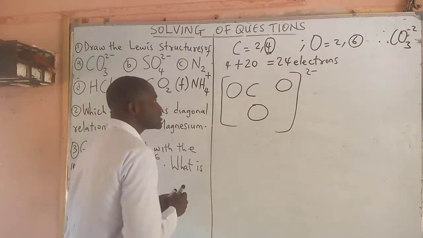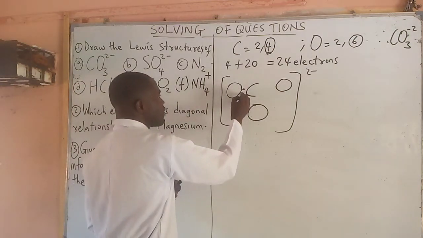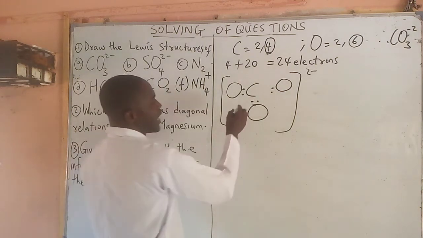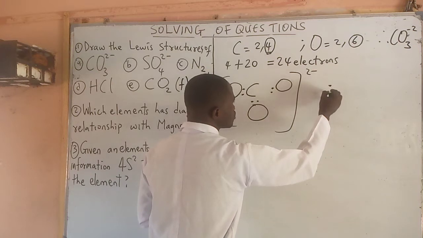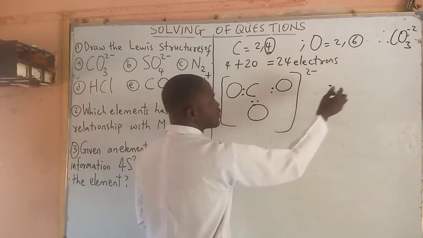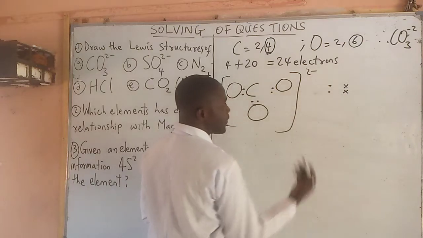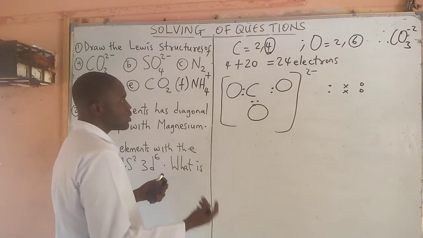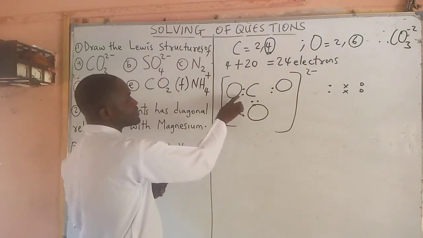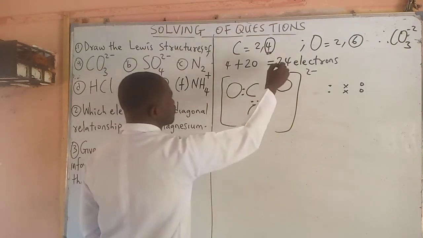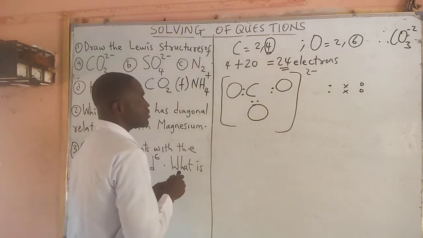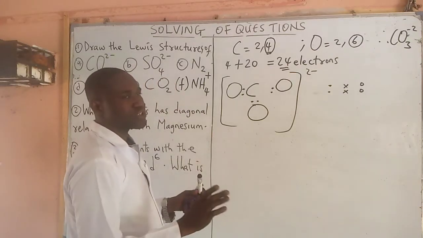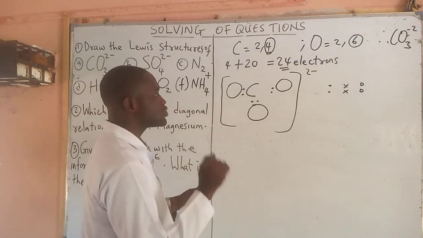Rule number 2 says assign a pair of electrons in between the bonded atoms. You can use dots to represent your electrons, or you can do it this way, whichever way is accepted. Now, I've assigned 2 electrons to this. Remember, we have 24 electrons. As we are assigning these, we are to obey the octet structure. That is, they must have octet structure.